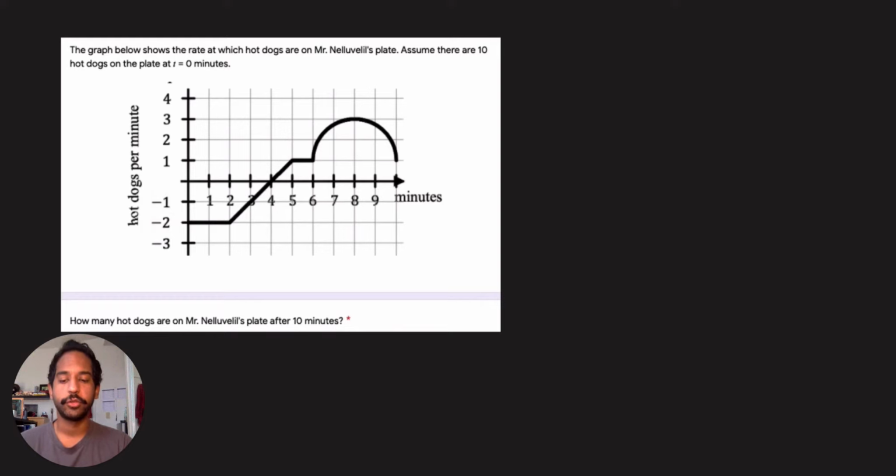The graph below shows the rate at which hot dogs are on my plate. Assume there are 10 hot dogs on the plate at t equals 0 minutes. So we're starting off with 10. How many hot dogs are on my plate after 10 minutes?